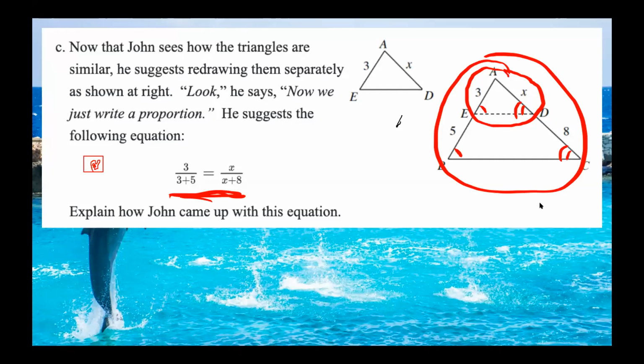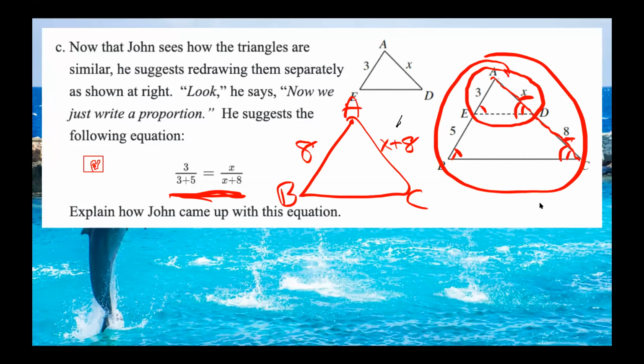So what we did was we took the larger triangle, which is ABC, and we wrote down the side lengths. AC is x plus 8. All I did was add x here plus the side length 8 so I can get the total. And then on the other side length, AB, we got 3 plus 5, which is 8.